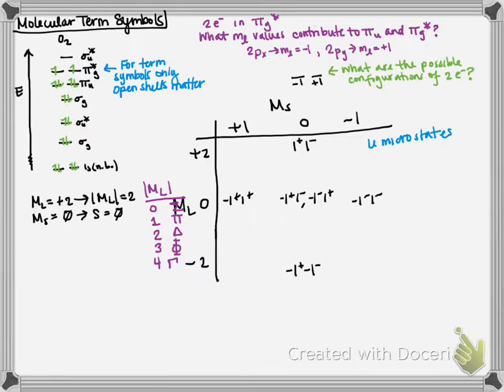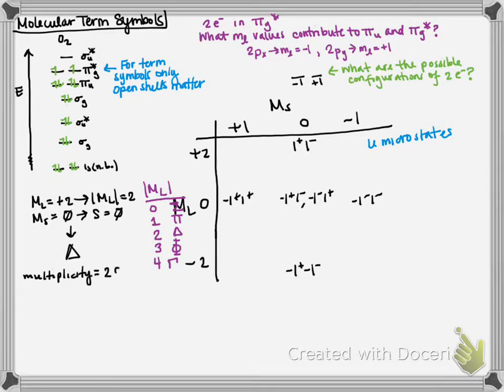And instead of putting the value of L, because you'll notice that we're missing values of M sub L, we're actually going to go with the absolute value of M sub L in the center. So that's another important difference: the letter that goes in the center represents the absolute value of M sub L as opposed to the value of capital L. All right, so we have absolute value of capital M sub L equals 2, which corresponds to a delta. So we're going to use a capital delta in the middle of our term symbol.